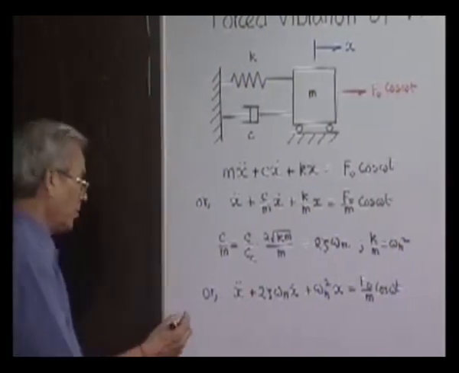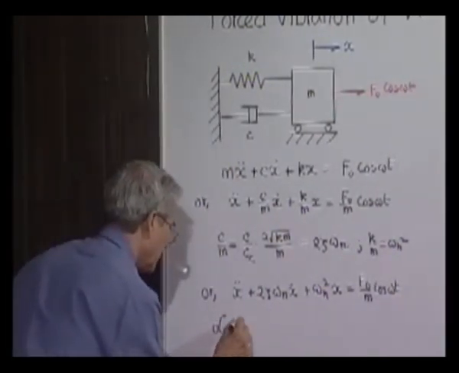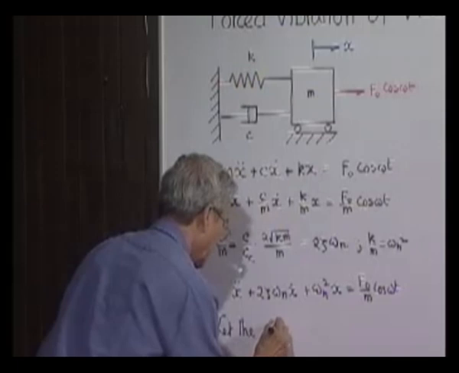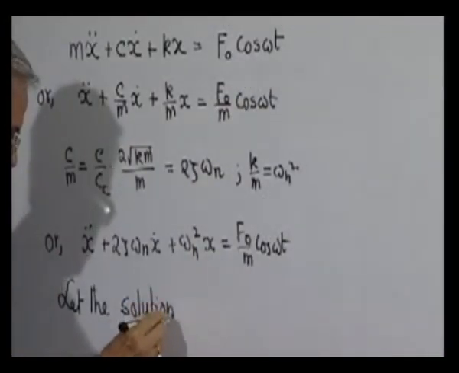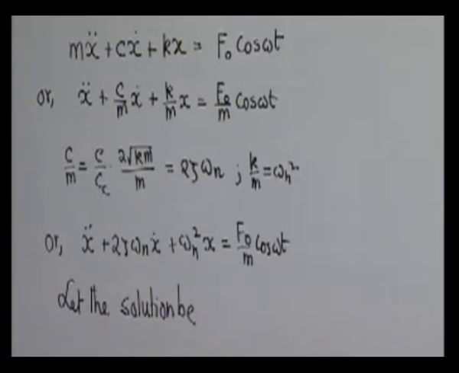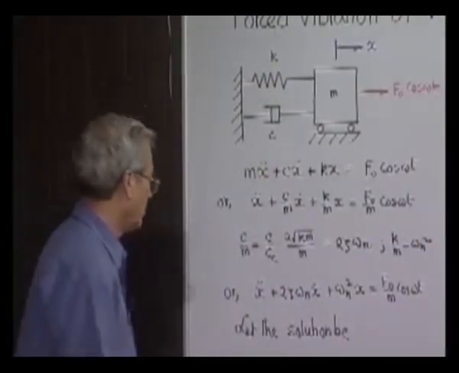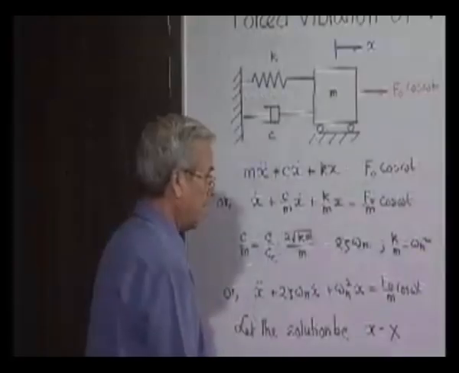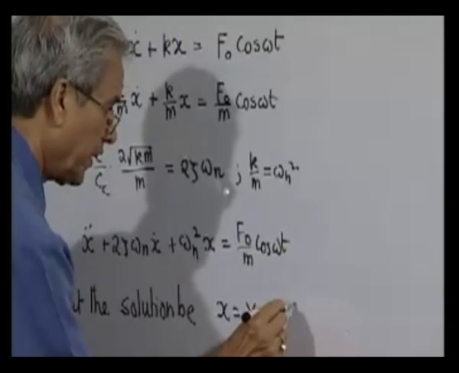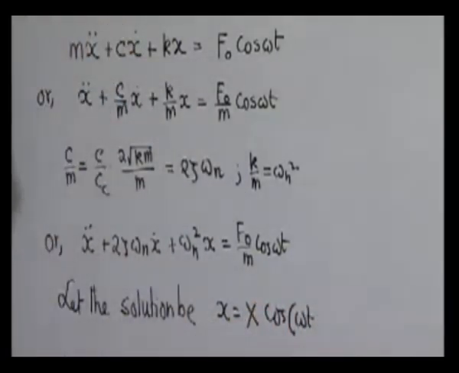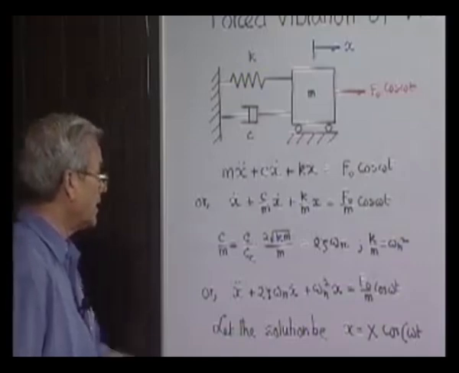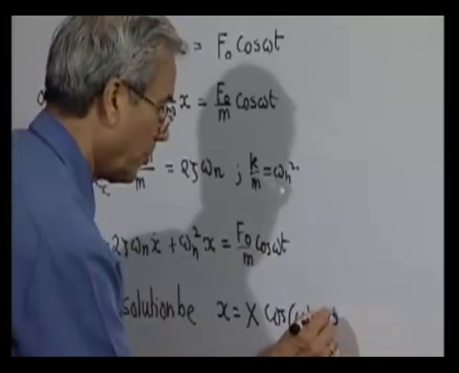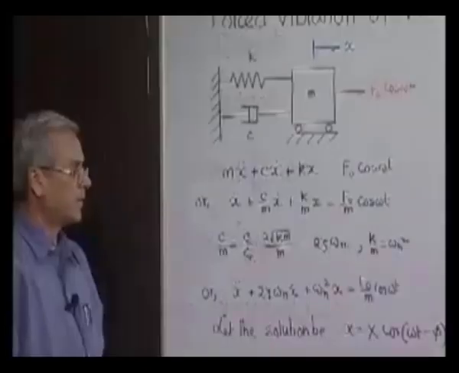Now, this solution we can always write, let the solution be a harmonic function of time with the same frequency, that is all. So, we can write x is equal to capital X, that is the amplitude, cosine of a harmonic function of time with the same frequency, but there is no guarantee that it will be with the same phase. So, we cannot write cosine omega t here, rather we will write it with a different phase.